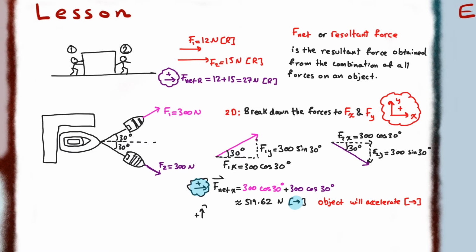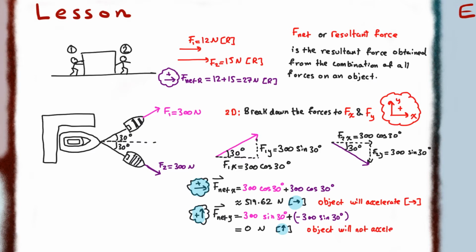Now, for the y direction, we're going to take up to be positive, and the y component of the first force acts upwards, so that's going to be positive 300 sin 30, and the y component of the second force acts downwards, which is opposite to what we've chosen to be positive, so that's negative 300 sin 30. When we add them up, we get 0 newtons in the y direction, and when it's 0 newtons, that means the object doesn't have a net external force, and therefore it does not have an acceleration either.